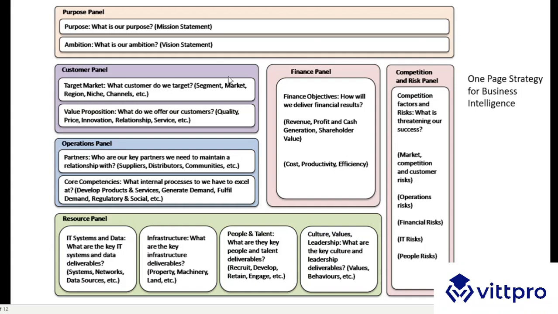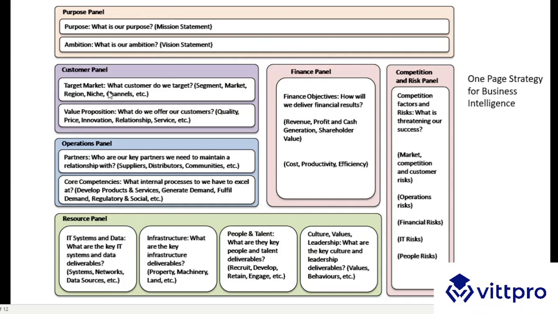So here you will see on the first, sorry, on the first you are saying there's separate panels, similar to your balanced scorecard, which has a customer panel, an operational panel, finance, and your resources, meaning your employees and your other resources. So basically what you are going to do is identify your purpose, your mission, your ambition, your vision.